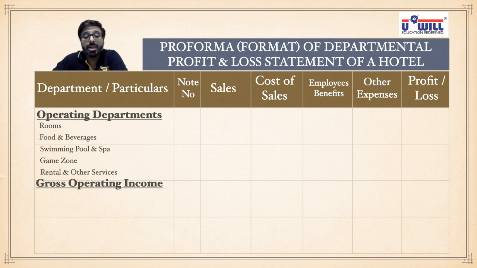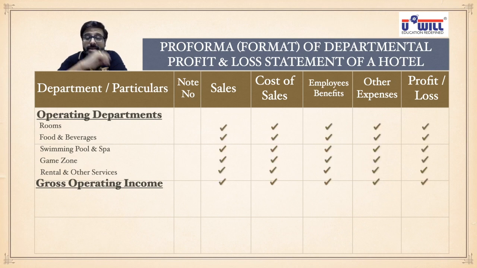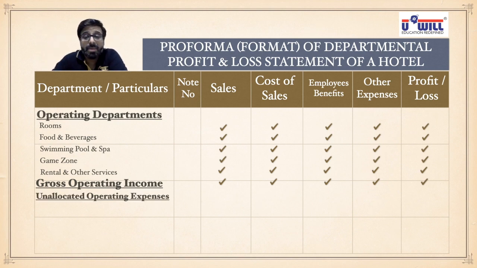Now, gross operating income. The total of the 5 departments income will be gross operating income. What all will we have in that? Sales minus cost of sales minus employees benefit minus other expenses will get profit or loss. But keep it in mind, cost of sales generally you'll have only for food and beverages department. Other items, rooms, swimming pool, game zone, rentals generally don't have any cost of sales associated with those departments.